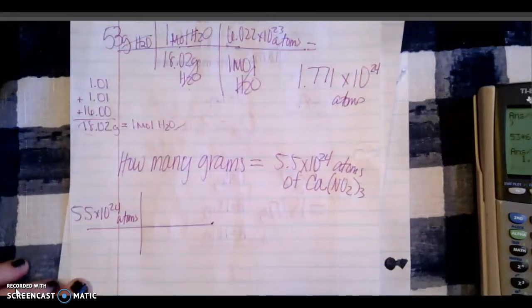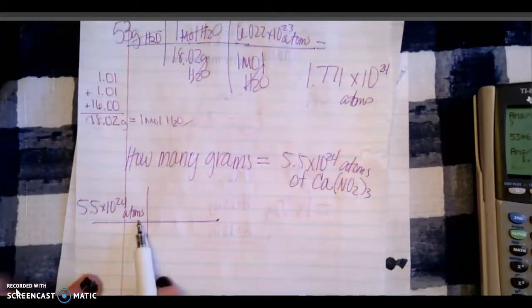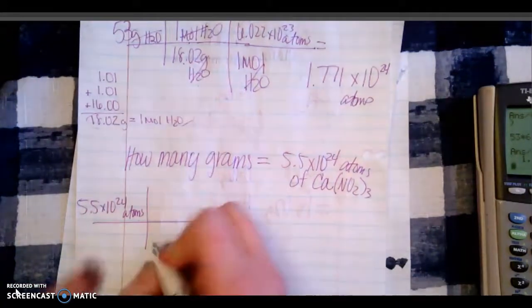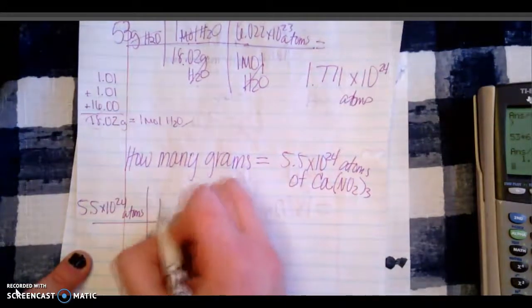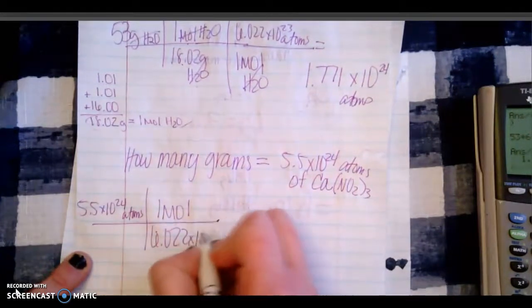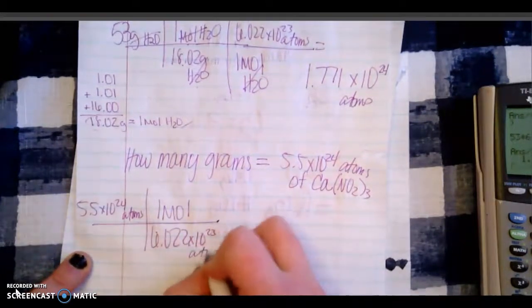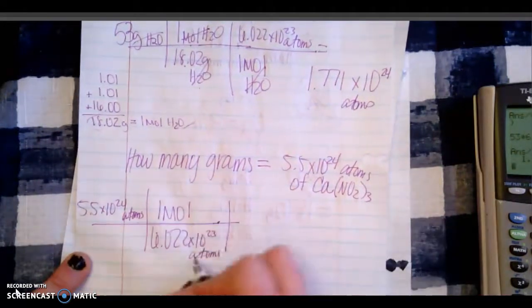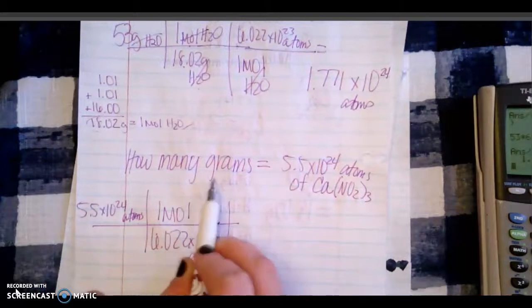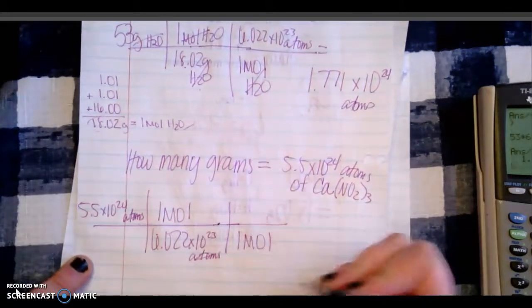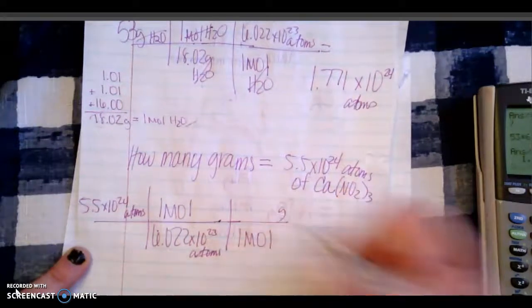Now I'm going to have to go from atoms to moles because I can't go atoms to grams. All right? So I know that 1 mole is 6.022 times 10 to the 23rd. Okay, so my atoms will cancel, and I'm left with mole. I'm not looking for mole. Okay, so 1 mole, I'm looking for grams up here.